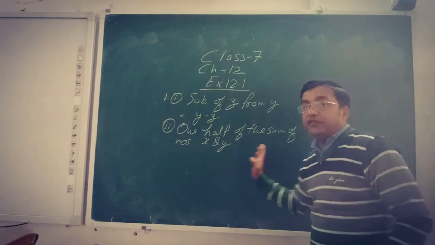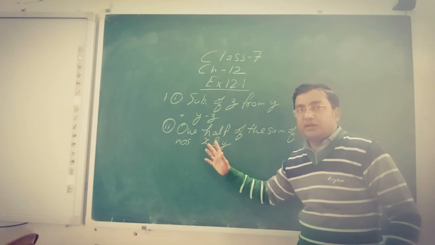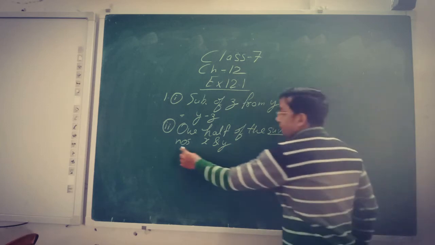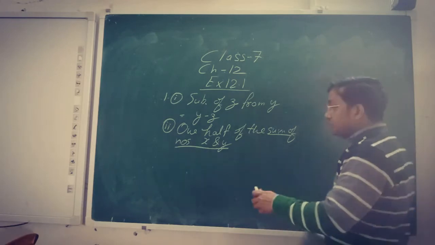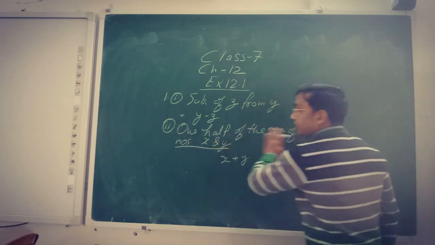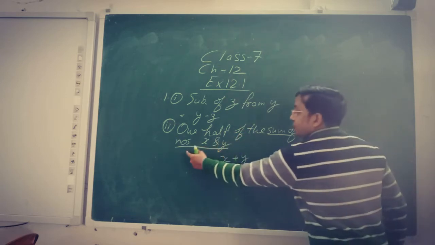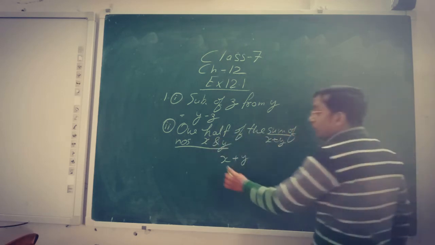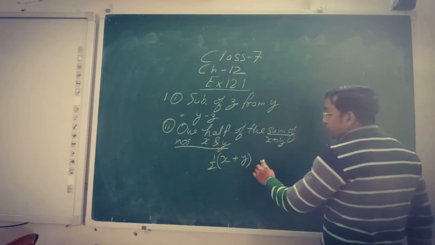We can read from the back. See, y and x, nothing is meaningful here. Then numbers. If you read this part, sum of numbers x and y, this means x plus y. Now read from the starting: 1/2 of, instead of the underlined part, you read x plus y. 1/2 of x plus y. So 1/2 means you have to multiply by this one. Okay, so this is your answer.